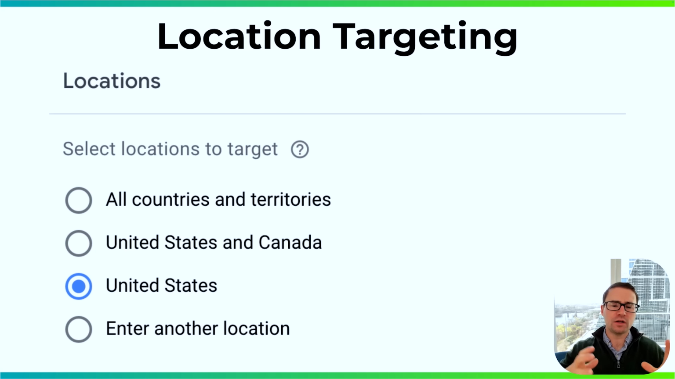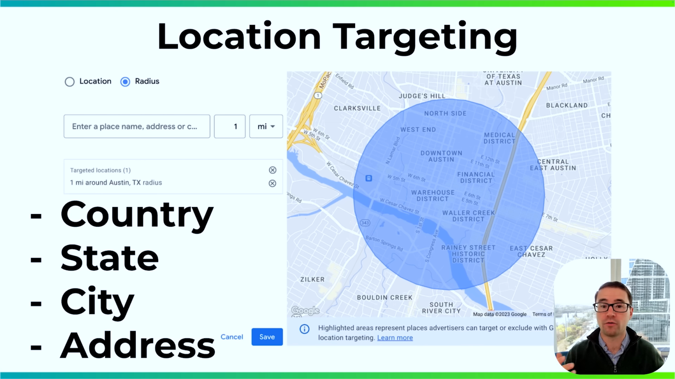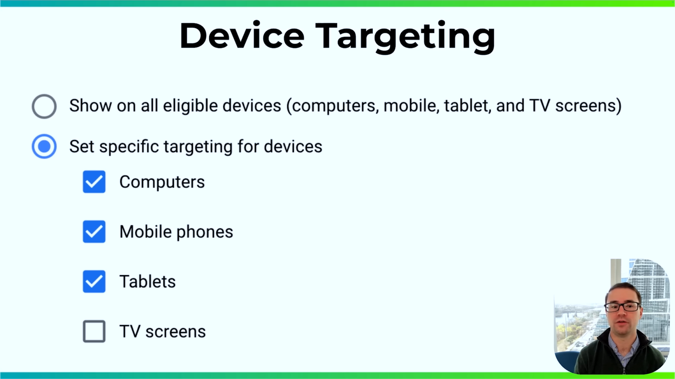So in terms of the overall targeting, of course, you can target based on location, so entire countries, but you could also get more granular, like state, city, or even a mile radius around a street address. So it just depends on whether you're targeting more nationally or more locally, but you can do that with your YouTube ads. Now, you can also do device targeting.